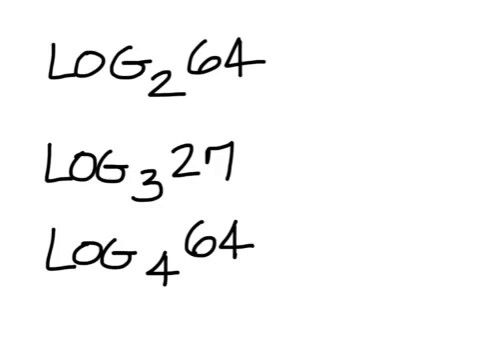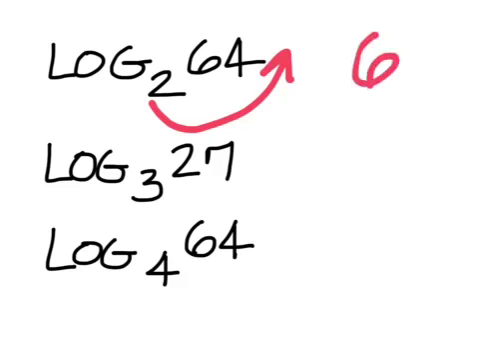Okay, here's some practice. Not enough time for practice, so we'll look at a couple of examples. You have log base 2 of 64. What this really means is 2 to some power is going to be 64. What is that number? 2 to what power is 64? 2 to the 6th. Then 3 to some power is 27. What number is that? 3 to the 3rd, so we put 3.